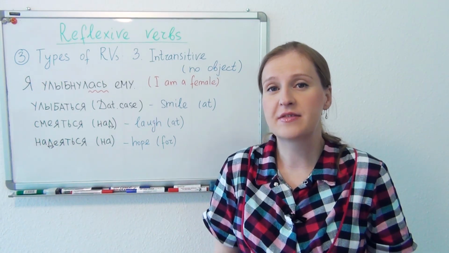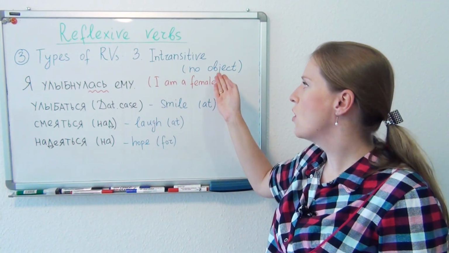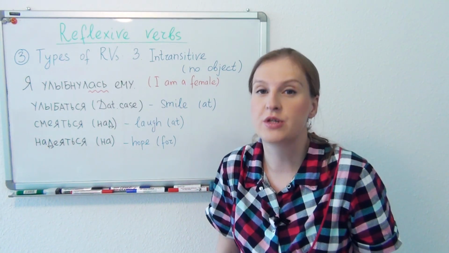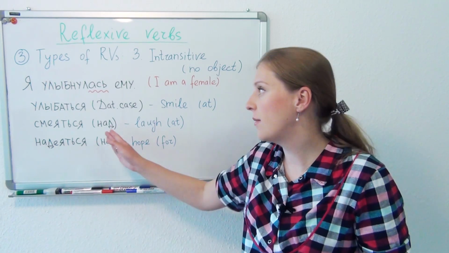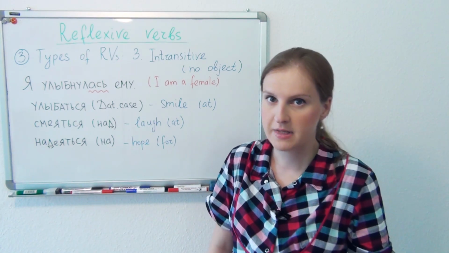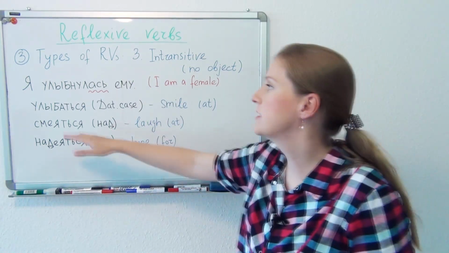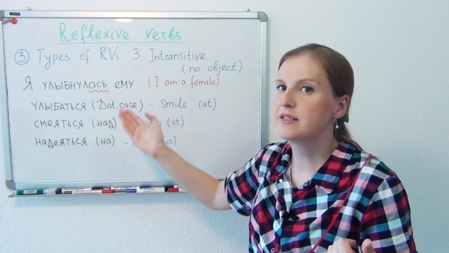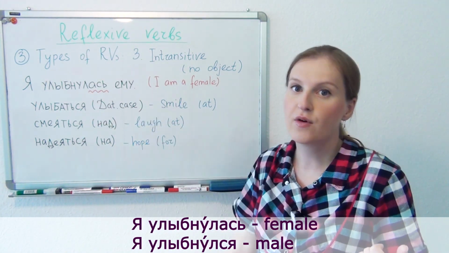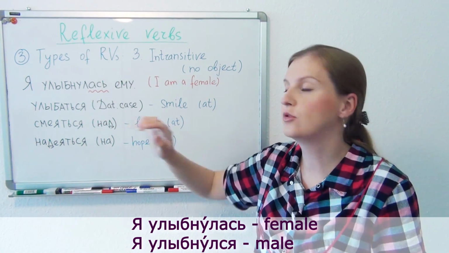The next group of reflexive verbs are intransitive reflexive verbs, when there are no objects. Here I'm talking about a direct object. There can be an object after some of these verbs, but before this object we should use a preposition. Let's take a look at one example and then several verbs. Я улыбнулась ему. I smiled at him. Here I am a female because we say улыбнулась. If I were a male, I would say я улыбнулся, not улыбнулась.